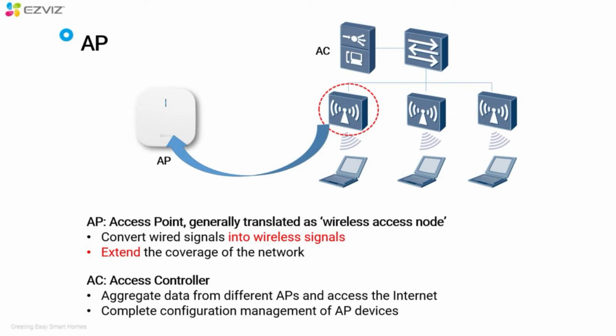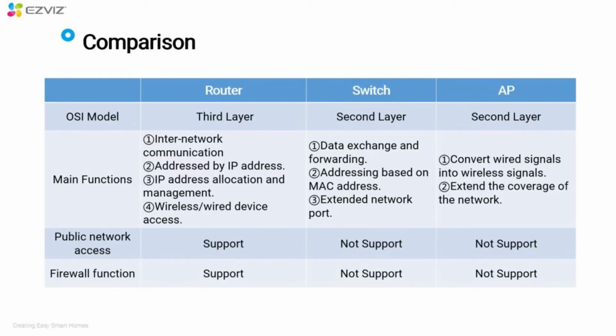So in what kind of scenarios will this device be used? Let's take an example. When we live in a hotel, we usually don't see a router in the room, because the hotel's network deployment is to use one AC to manage the APs in multiple rooms. Then this is the basic summary of all the network devices that we mentioned.